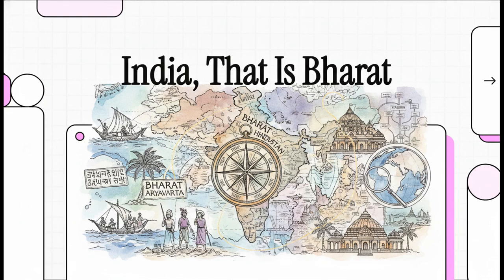Now, you might be wondering, how does a single landmass acquire so many wildly diverse names over the millennia? Names like India, Bharat, Hindustan, and maybe even a few you've literally never heard before. Well, the origins of these names form an incredible mystery, one that spans ancient texts, massive empires, and foreign travelers. So let's just dive right in and solve this puzzle together.